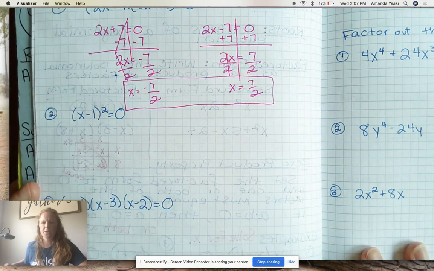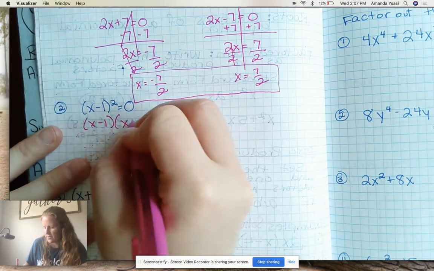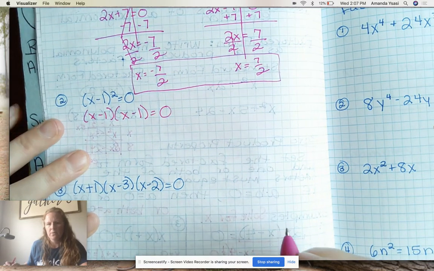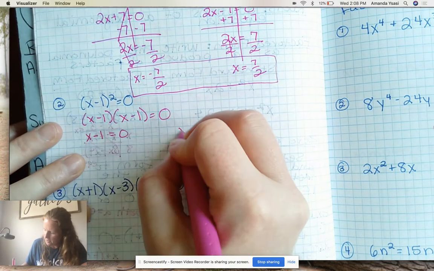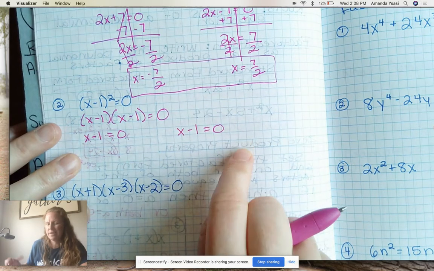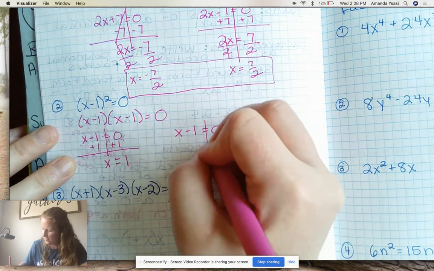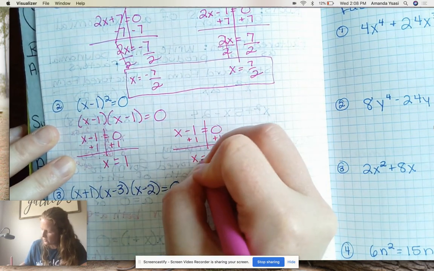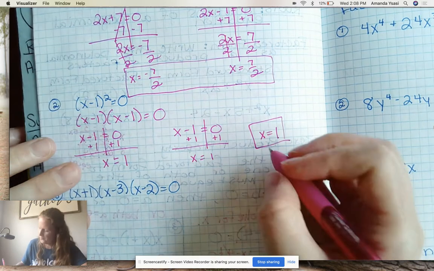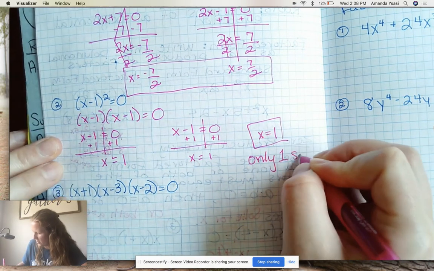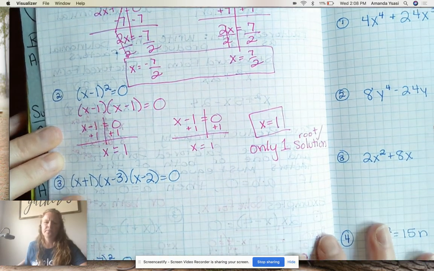Okay, and next one, x minus 1 squared equals 0. So what this really means is x minus 1 times x minus 1 equals 0, which are the same factors. So we're going to get the same answer no matter what. So do we really have to do this? Not really. Because no matter which one you do, you're still going to get that x equals 1 here. x equals 1. So actually, we just have one solution because there's a repeat here. Only one solution. Or root slash solution.